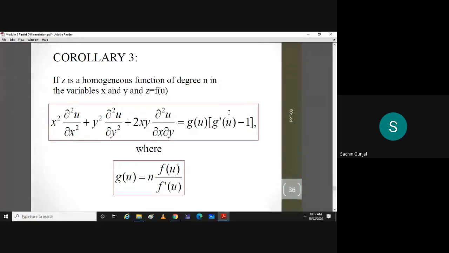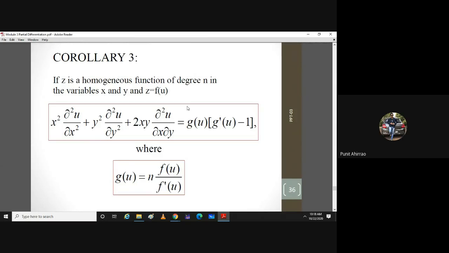Can I explain one example now? Have you copied the statement, everybody? Yes, sir. Okay. So again, same question. u is equal to sine inverse of (x square plus y square). And the question is, find x square ∂²u/∂x² plus y square ∂²u/∂y² plus 2xy ∂²u/∂x∂y.